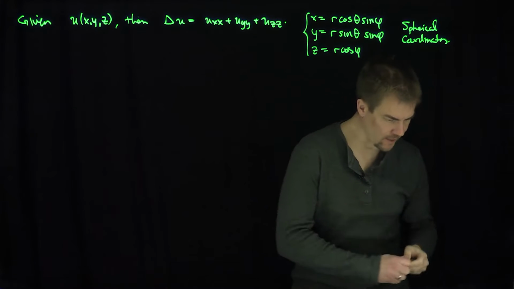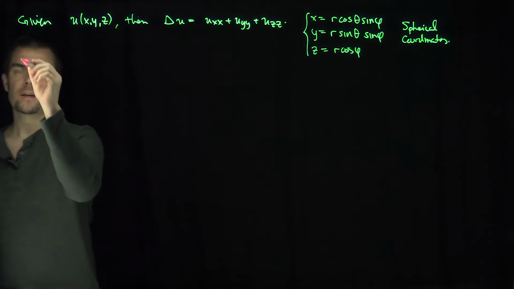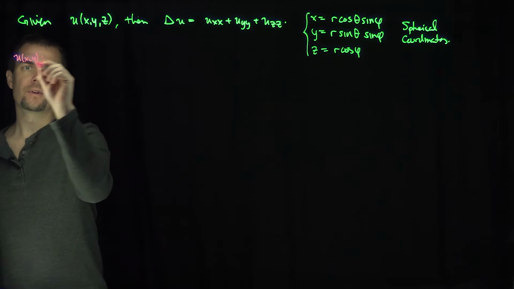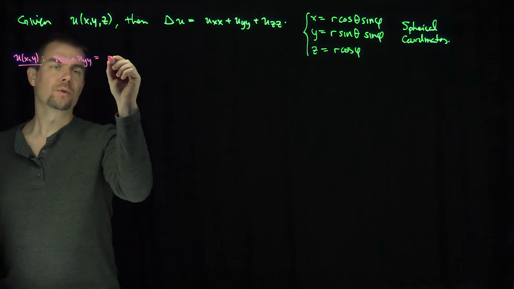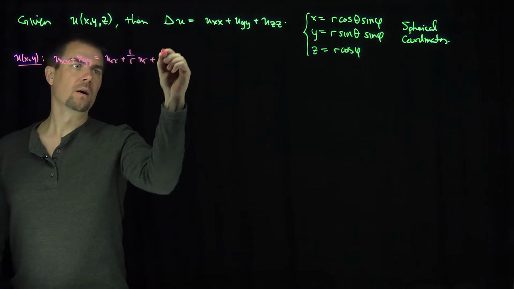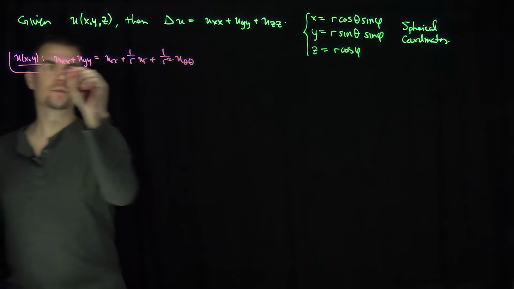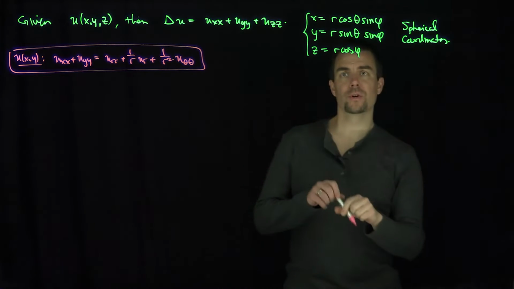And recall one last thing. Recall in the previous video we were able to find the Laplacian in polar coordinates. Recall that if we just had a function u of x and y, then for this sort of function, uxx plus uyy was equal to urr plus 1 over r ur plus 1 over r squared u theta theta. I'm going to use this formula twice to find the Laplacian in spherical coordinates. So what we're going to do is the following.